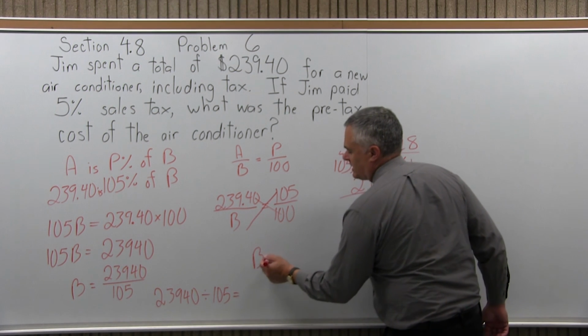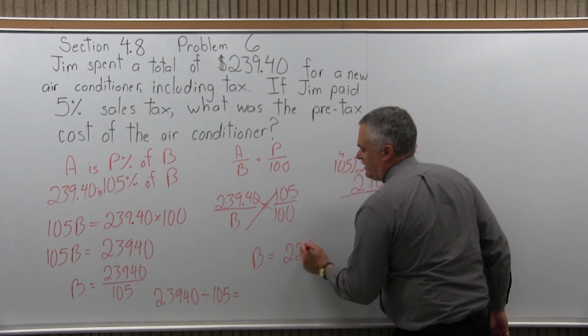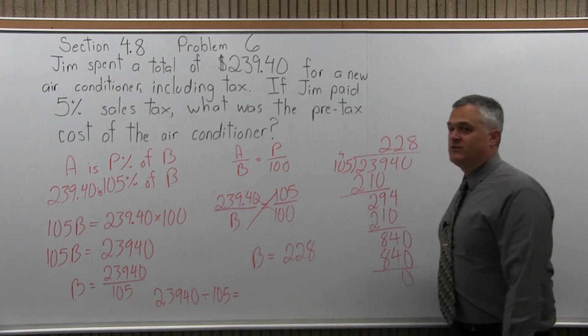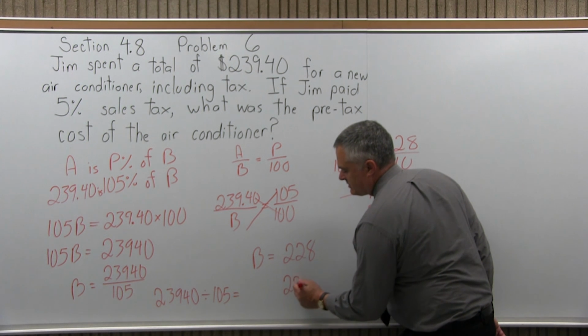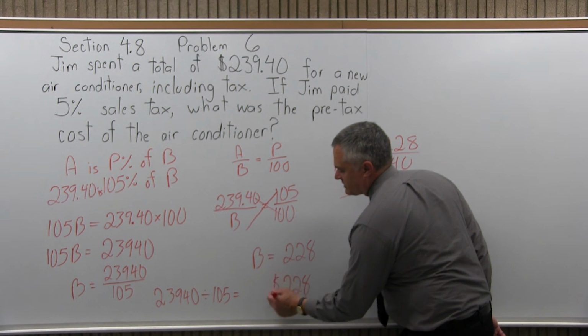And what does that mean, that B is 228? That means that the pre-tax cost of the air conditioner was $228. So do a nice job, we'll put a dollar symbol in front of it.